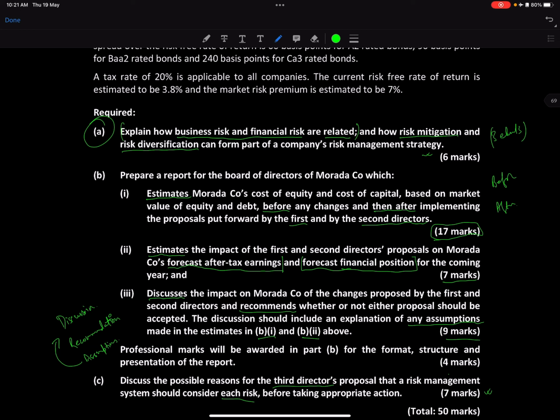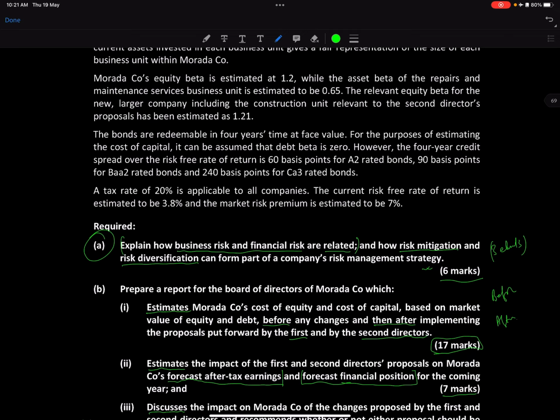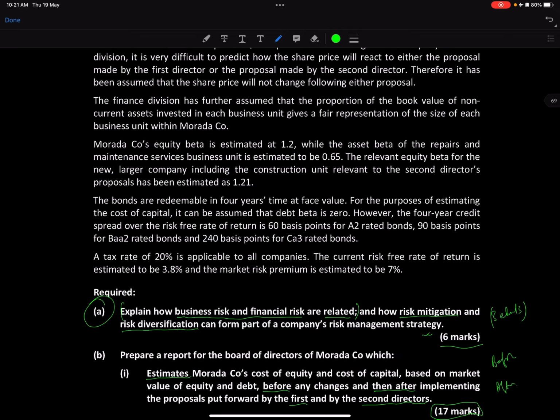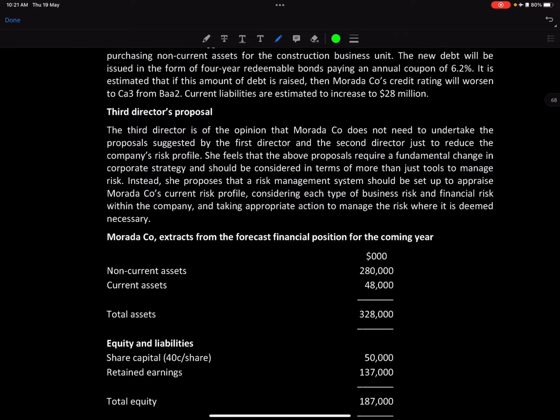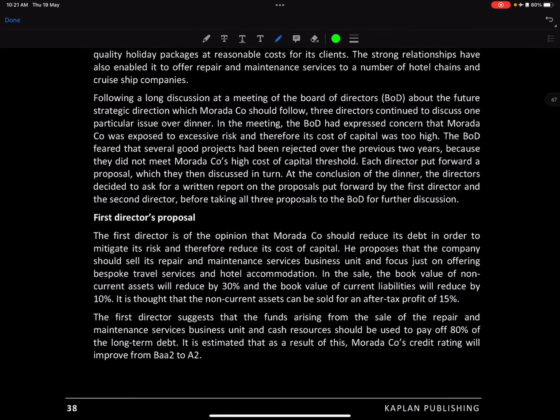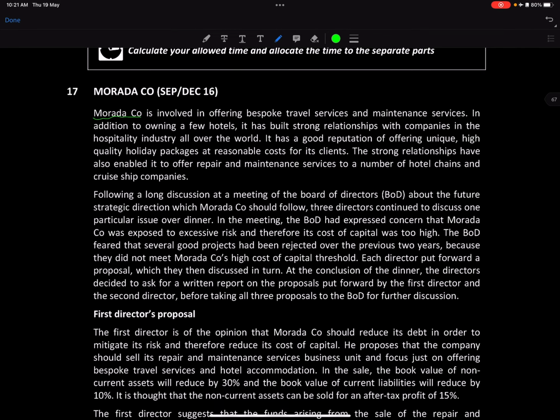Explain how business risks and financial risks are related and how risk mitigation and risk diversification can form part of a company's risk management strategy. We could talk about it from an independent perspective, but we will need to read the case study so that we can put some relevant parts from the question in as well, right? So that's always a good way to answer it. As you can see, this is a very long case study. Okay, what do we have here?